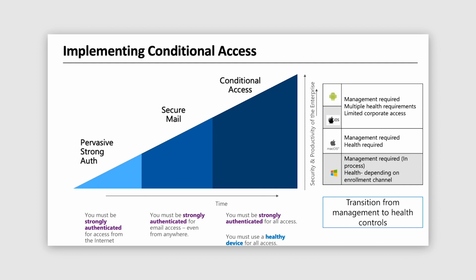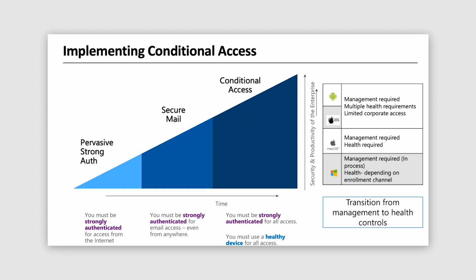To get people on board, then we looked at a project called Secure Mail. What Secure Mail was, essentially, was real simple. If you need access to email, then you're going to have to be managed and you're going to have to use multi-factor authentication. So pretty straightforward from how we're using a carrot, as you will, for having people moving forward.